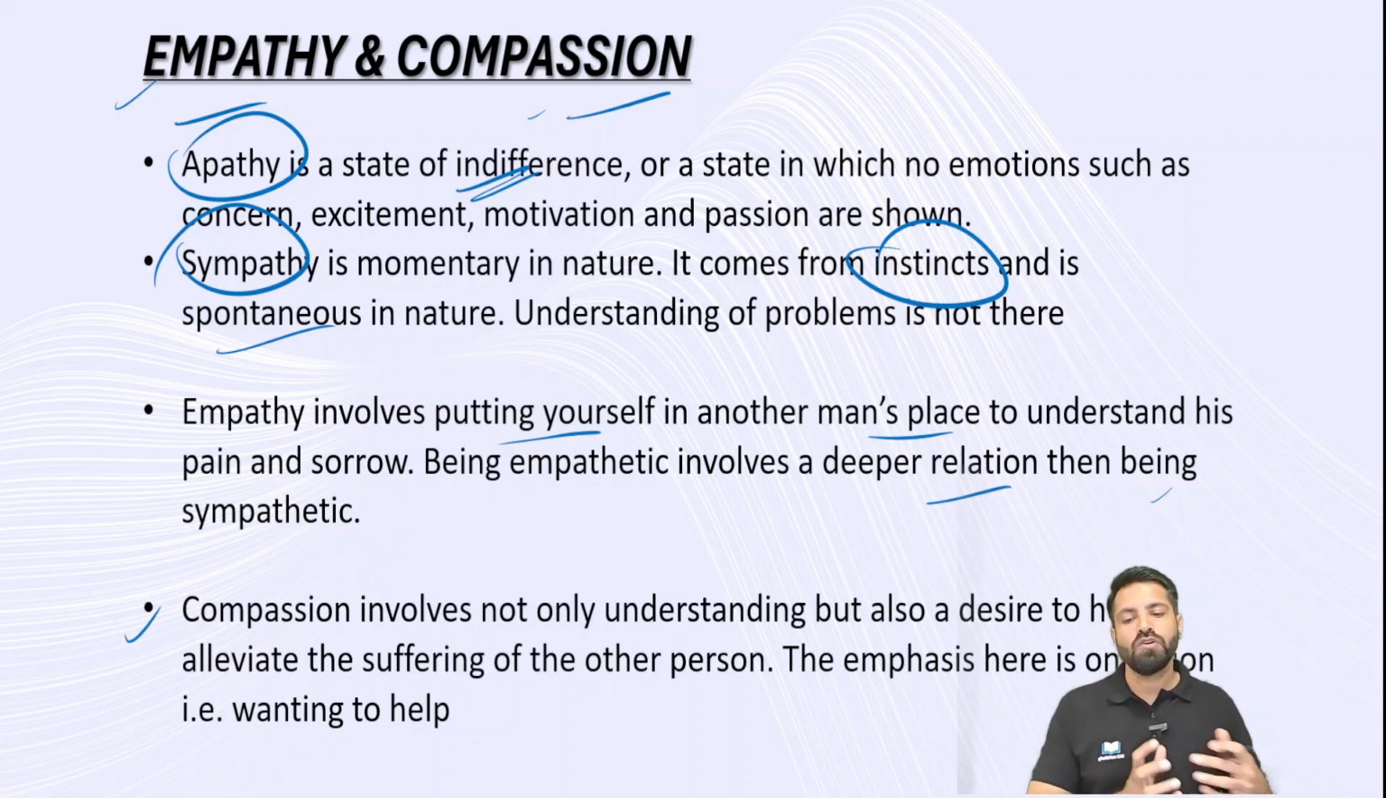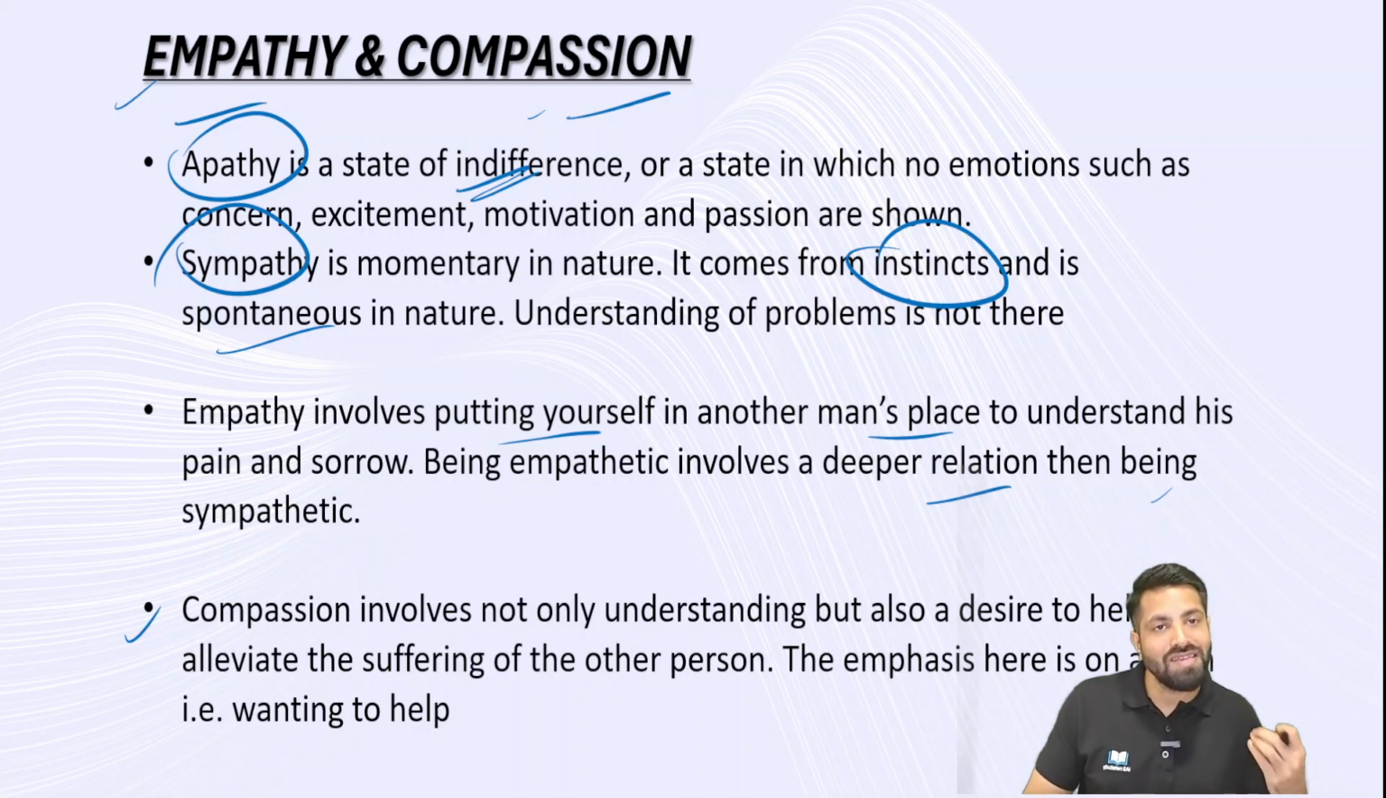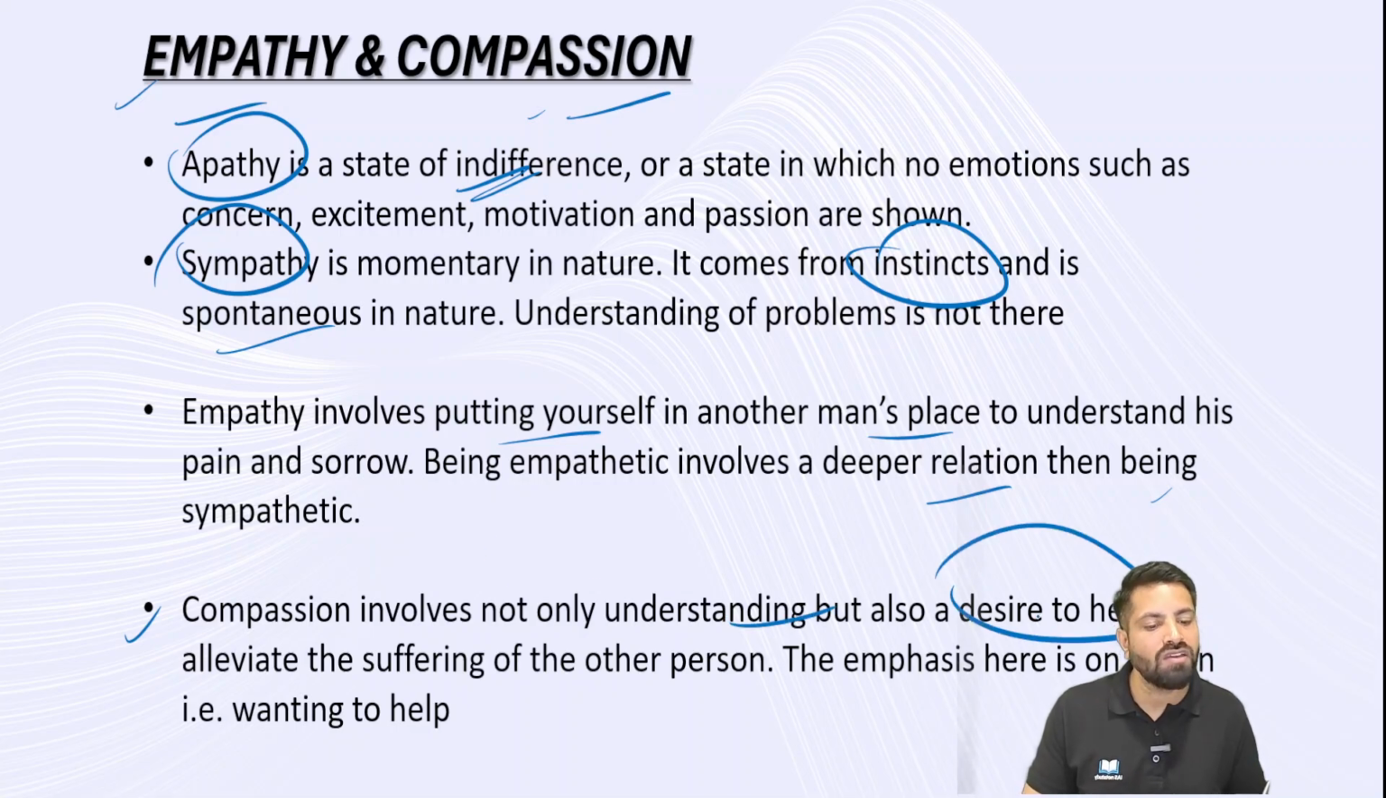Compassion is an extended version of empathy. In empathy, I understood what pain you are going through. In compassion, I am taking some positive steps to help you out. I know that you are in trouble and I make sure how I can ease, how I can eliminate this trouble. So compassion involves not only understanding but also the desire to help. I want to help you out because you are in trouble. I want to ease that trouble, so I want to alleviate the suffering of the other person. Here there is a wanting to help. So this is the difference between empathy and compassion.